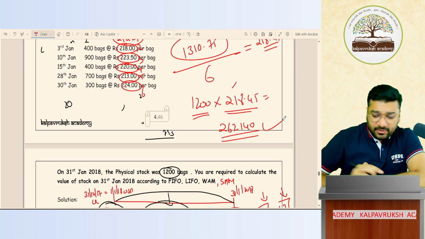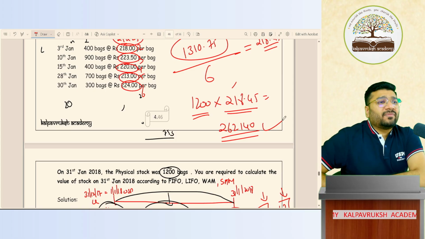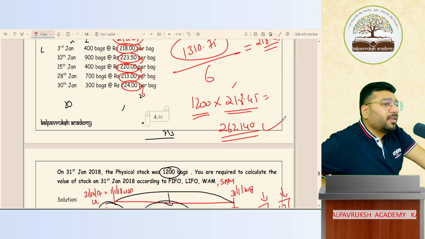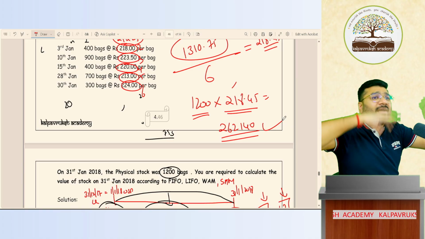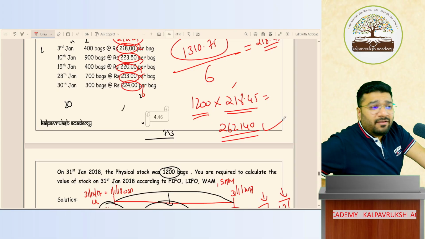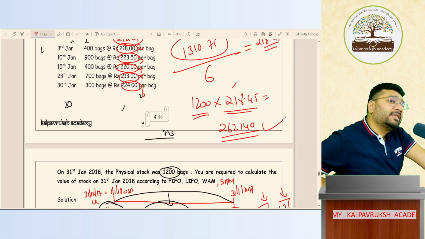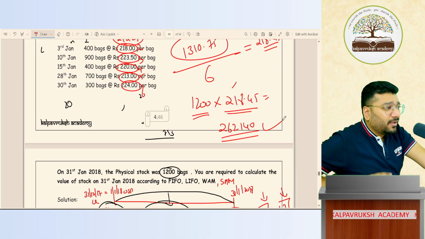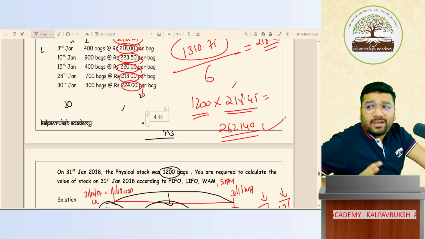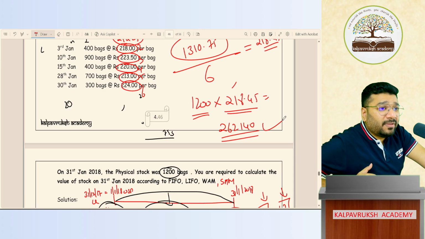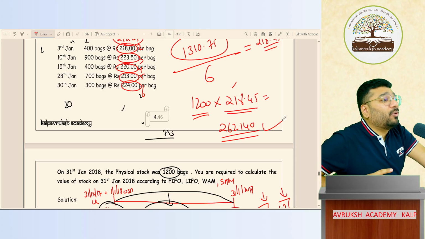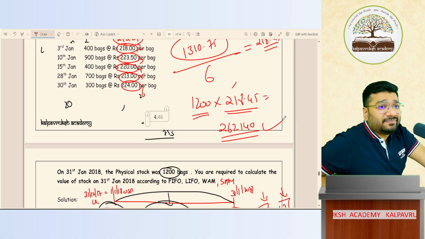Got it, not got it? A lot of people get confused. Why periodic? Why perpetual? When periodic? When perpetual? When FIFO, LIFO, weighted average, simple average? Everything they get confused together. There are some people who complete the foundation examination. They come to us for internship. I ask this question. What is periodic? What is perpetual? What is FIFO? What is LIFO, weighted average, simple average? No answer. They're not able to understand when to use periodic or perpetual. What is the purpose of periodic and perpetual? They have no clarity.